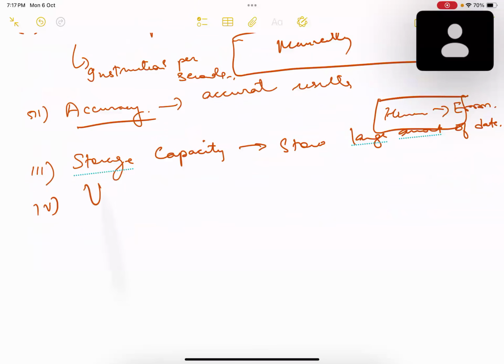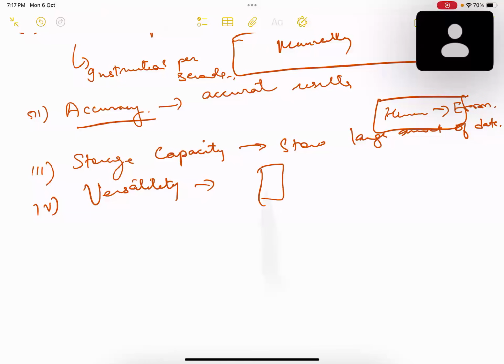And another feature is versatility. We don't use a computer to perform a single task. We don't use a computer simply to edit an MS Word document. We use a computer system for performing different types of work. Moreover, we can also open a number of programs and work continuously.